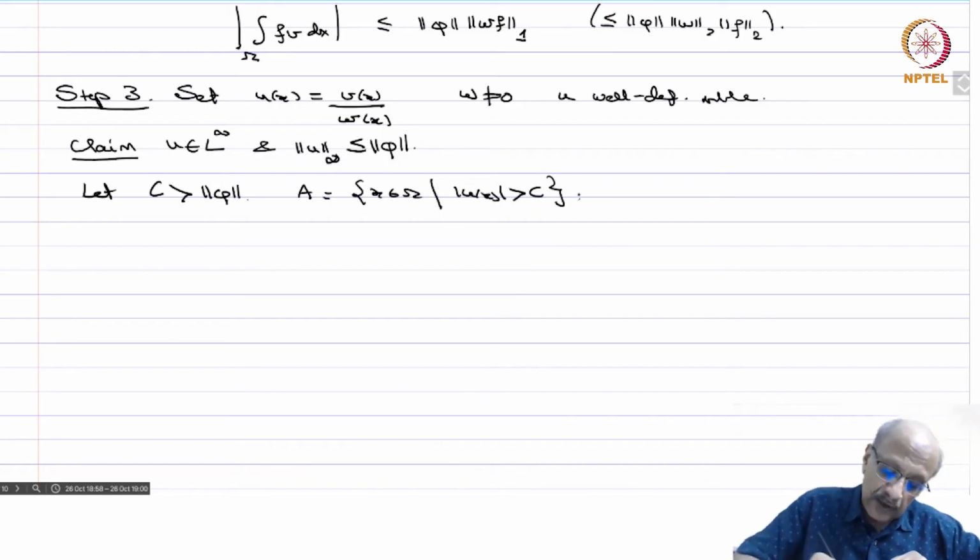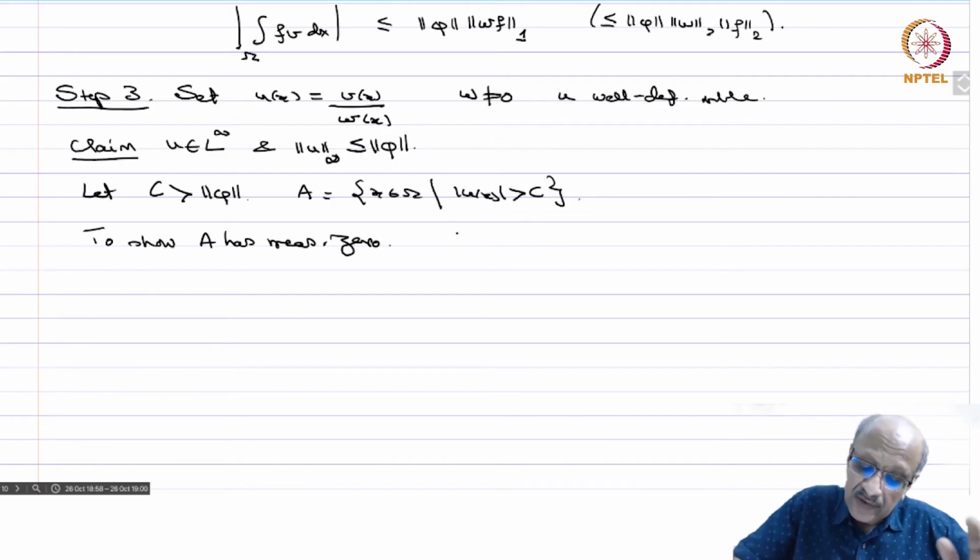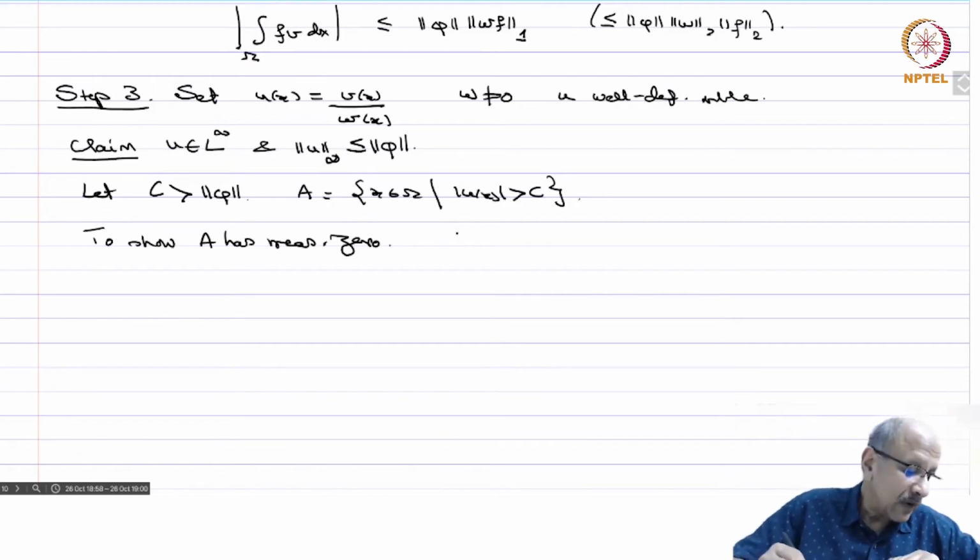Okay, so to show A has measure 0. Then essentially you will have mod u(x) is less than or equal to C, and therefore the norm of u in L infinity will be less than or equal to C for every C bigger than norm phi, and therefore norm u infinity will be less than or equal to norm phi. So that is the argument. So we have to show that.